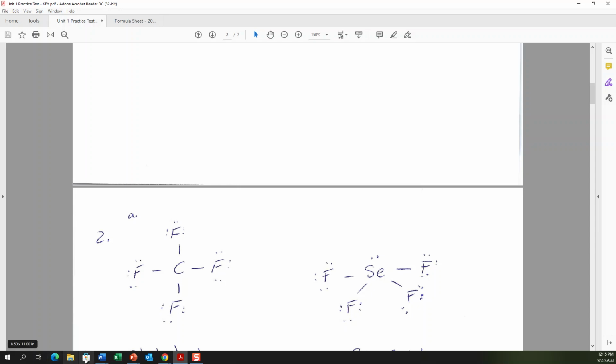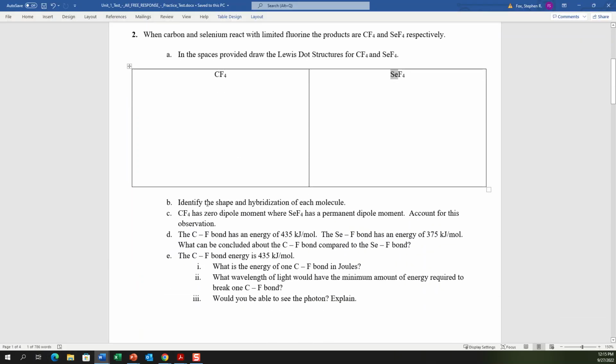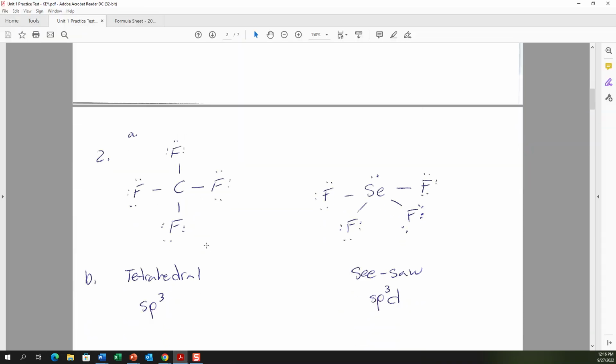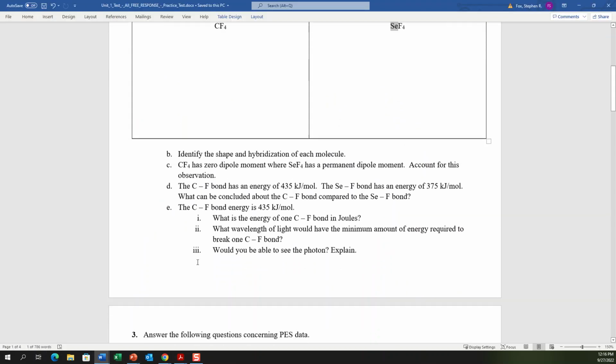Okay, the very next question they ask is identify the shape and the hybridization of each molecule. So tetrahedral, and this would be seesaw. And then remember the hybridization counts, we just count the domains around the central atom. So 1, 2, 3, 4, so that's sp3. And then here we got 1, 2, 3, 4, 5, so sp3d. All right, so we keep going.